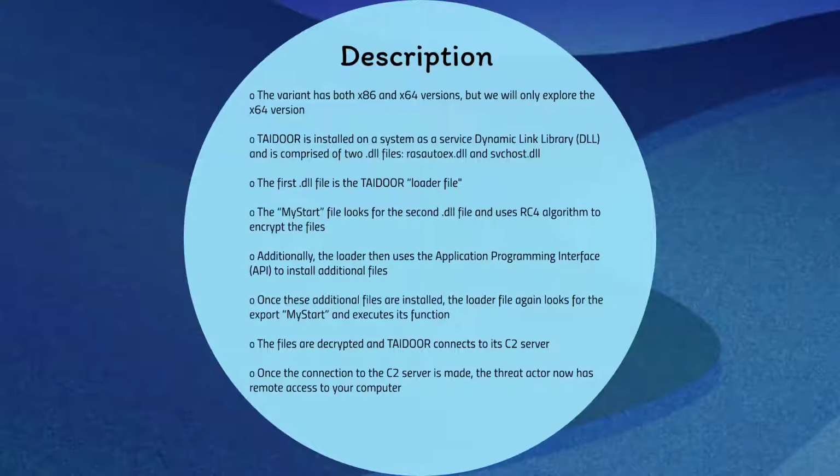MyStart looks for the second DLL file and uses the RC4 algorithm to encrypt the files. The loader then uses the application programming interface to install additional files. Then, the loader file looks for export MyStart again and executes its function. The files are decrypted and TAIDOOR connects to its command and control, C2, server. Once the connection to the C2 server is made, the threat actor now has remote access to your computer.